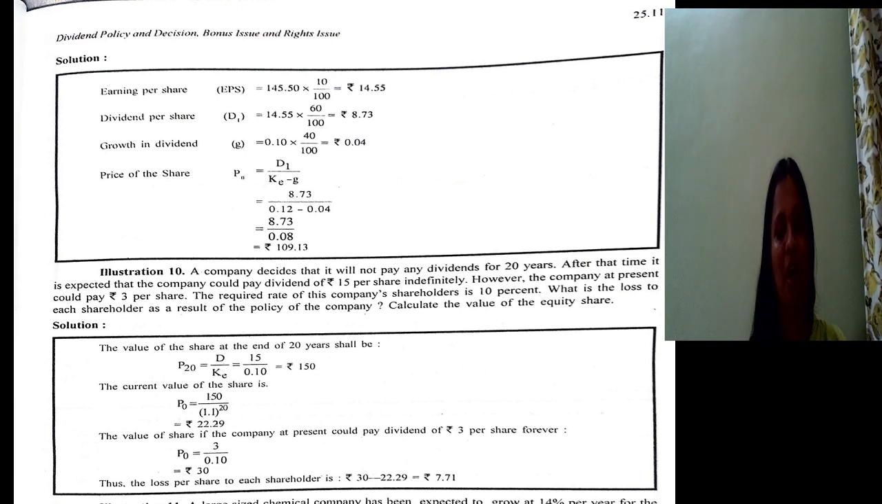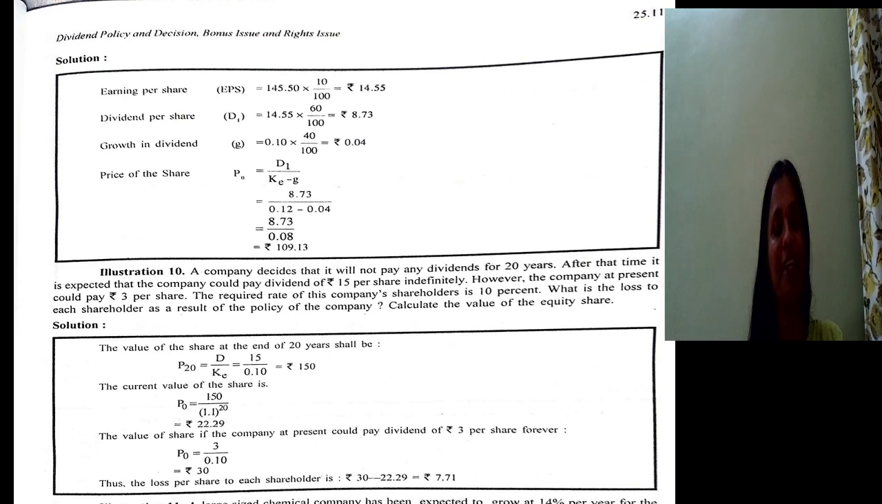Now the value of share if the company at present could pay dividend rupees 3. So in case the company pays 3 rupees dividend, then P0 is equal to 3 divided by KE minus G, G is equal to 0, 3 divided by 0.10, it will become 30. So thus, the loss per share to each shareholder is 30 minus 22.29, that is 7.71.